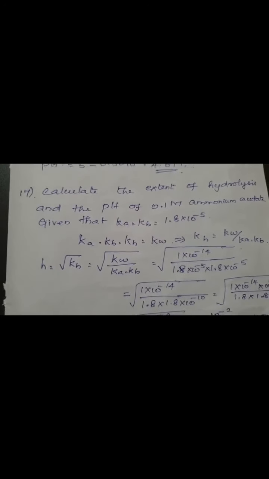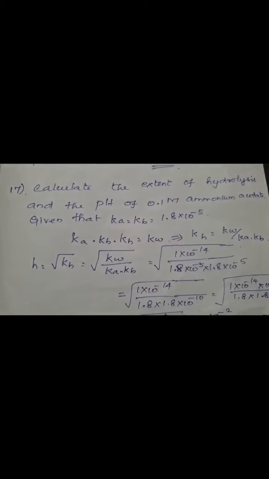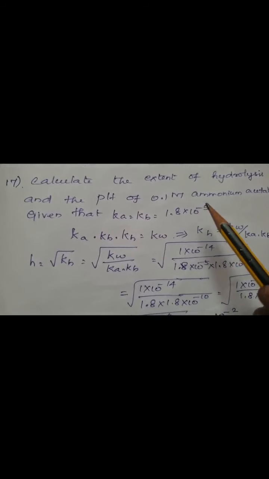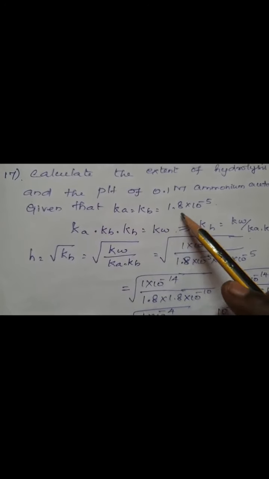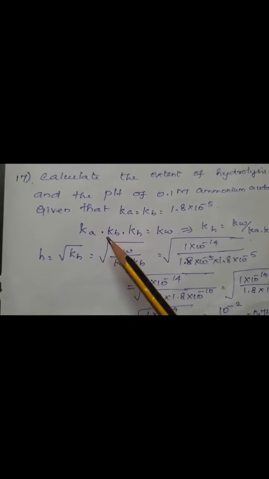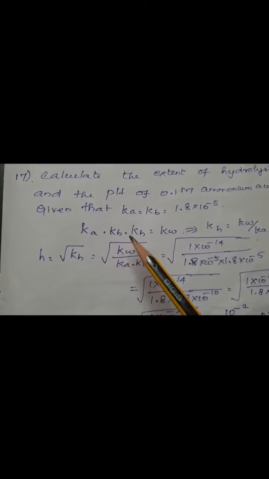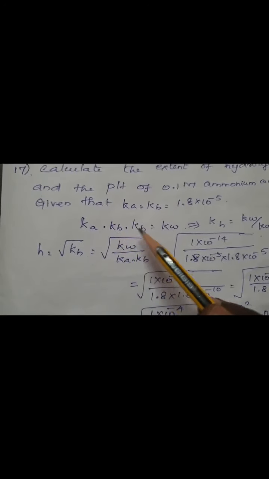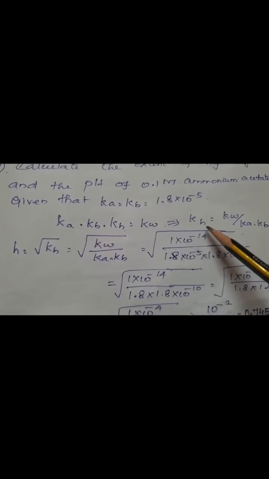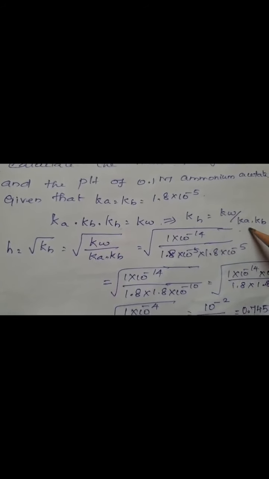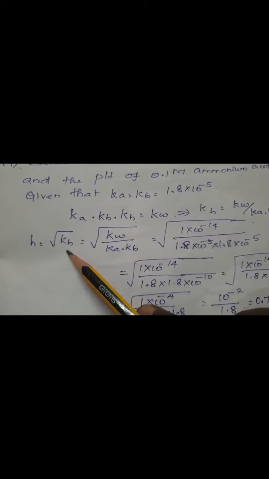Problem number 17. Calculate the extent of hydrolysis and the pH of 0.1 molar ammonium acetate, given that Ka is equal to Kb is equal to 1.8 into 10 power minus 5. We already know that Kw is equal to Ka into Kb into Kh. So by using this relation, we can calculate Kh. Kh is equal to Kw by Ka into Kb. Then h is equal to root of Kh.